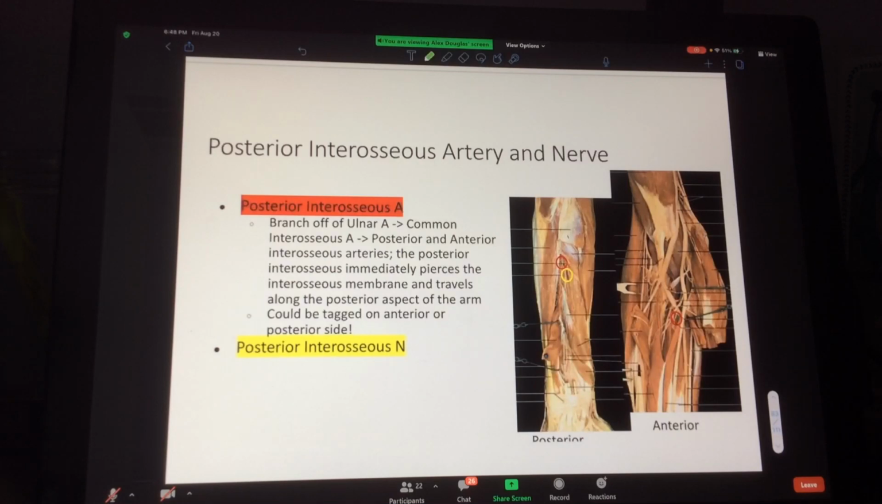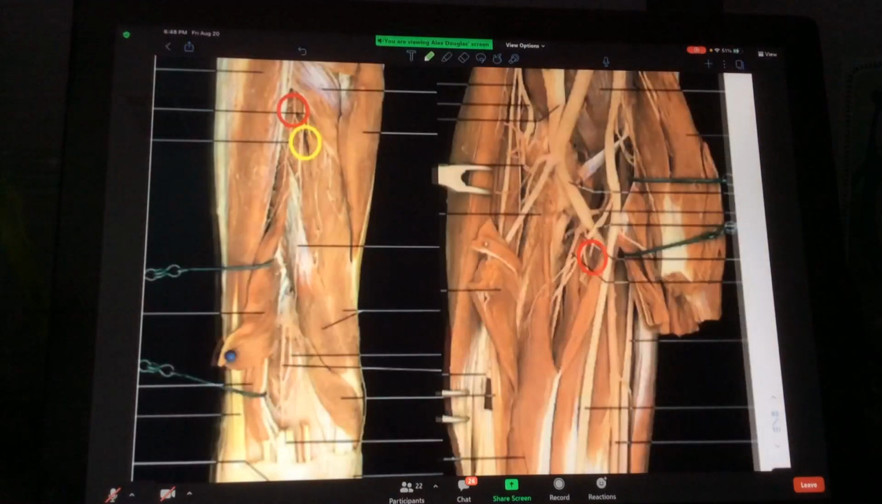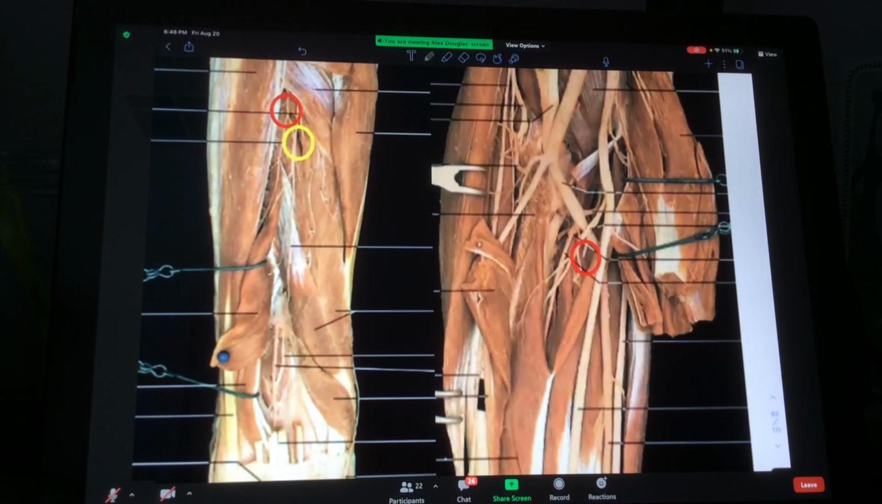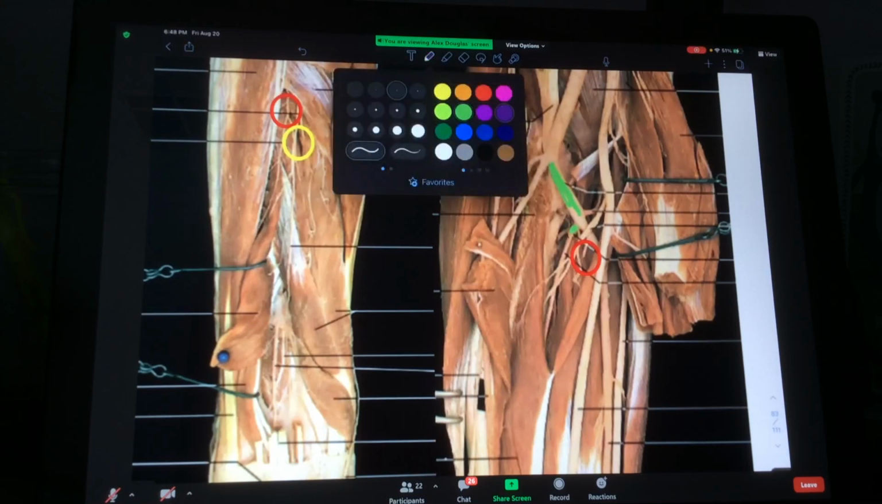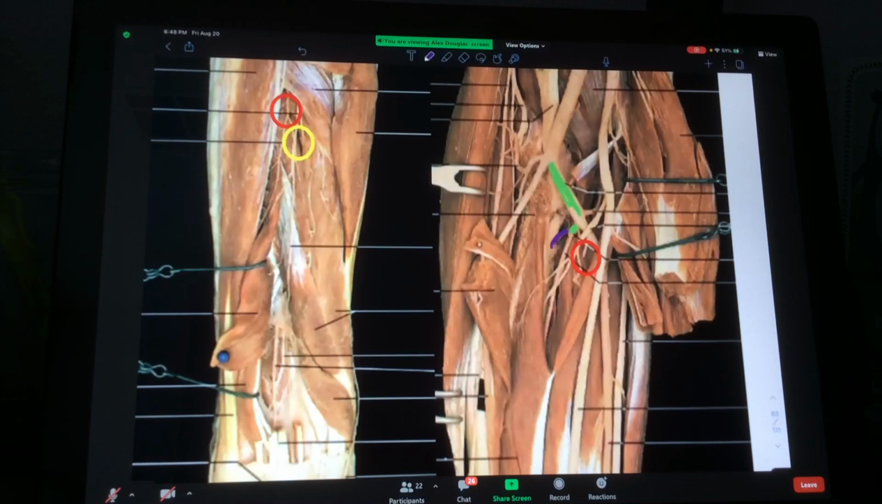We already saw anterior interosseous a lot. Now we're going to see posterior interosseous. Remember, she comes off of that common interosseous trunk right here, and my circle moved, but this is ulnar artery. This is common interosseous artery. So then back here is your posterior interosseous artery, and she dives back.